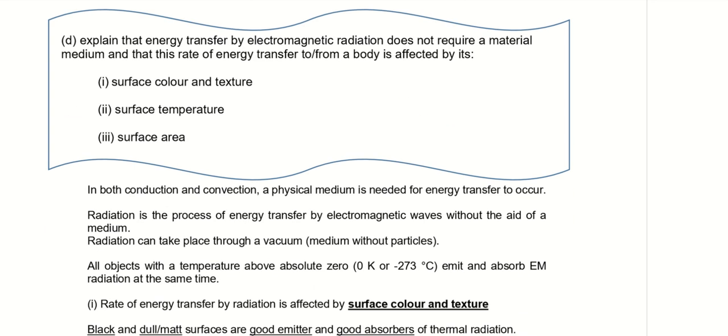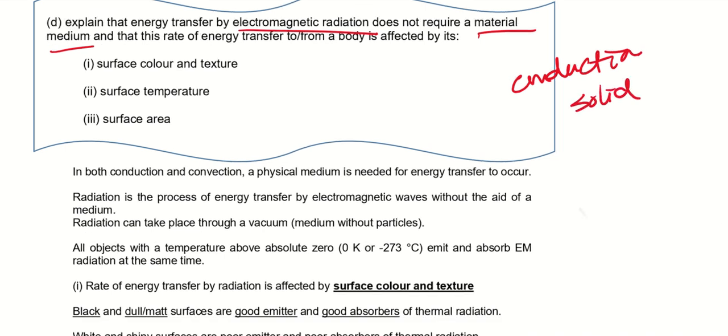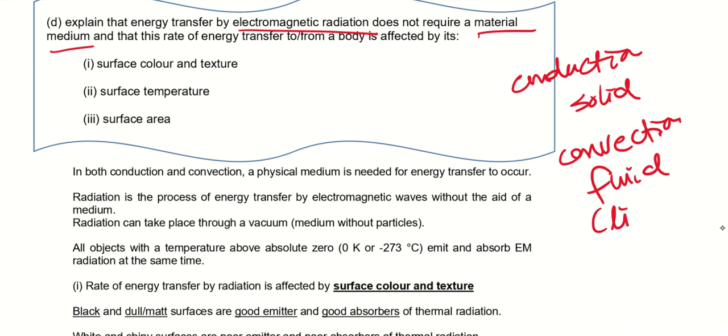Okay, so the last process is actually radiation. Explain that energy transfer by electromagnetic radiation does not require a material medium. So previously for conduction, we mainly focus on solids, be it solid metal or solid non-metal. Then for convection, we focus on fluids, right, which is liquid and gas.